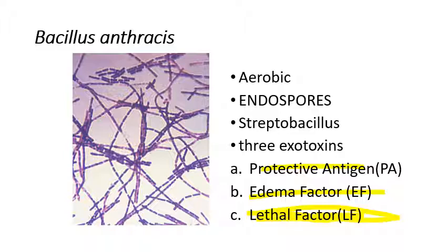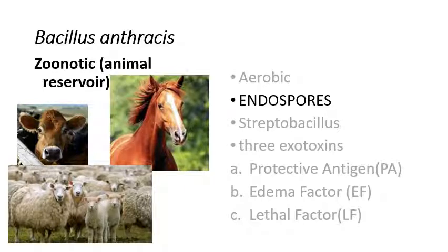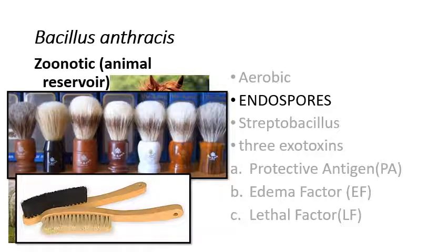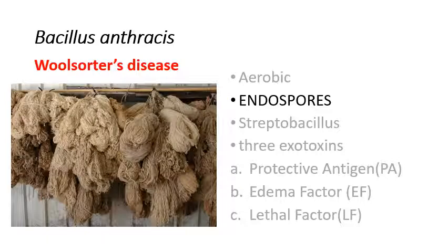Also, people who would tend to horses and things could get anthrax as well. Anthrax is a zoonotic infection. It is sometimes caught by people who tend or take care of horses, cows, or sheep in particular. Hence, it was called wool sorters disease. You would sometimes catch it from shaving brushes. These are shaving brushes at the top, and then other horsehair brushes at the bottom. Or wool sorters disease, people turning sheep's wool into yarn.